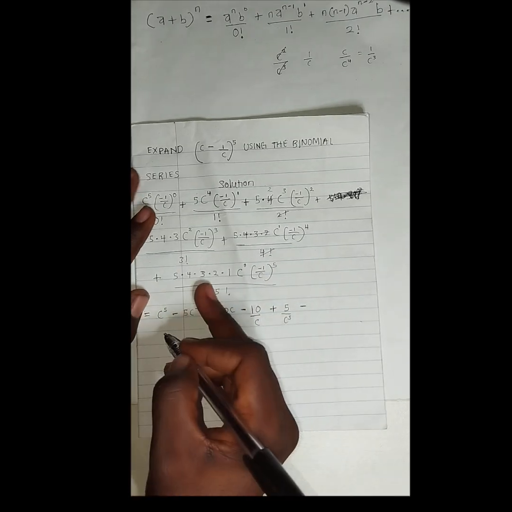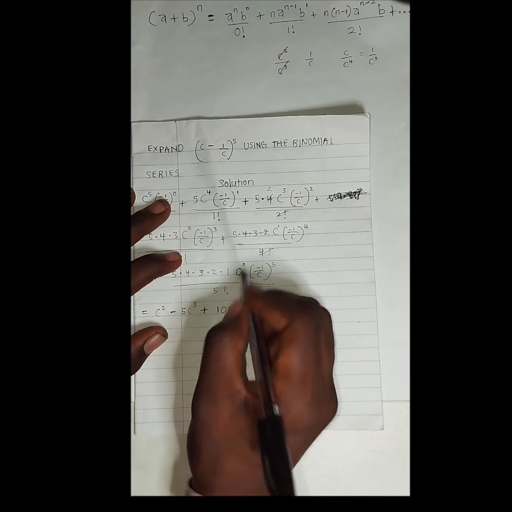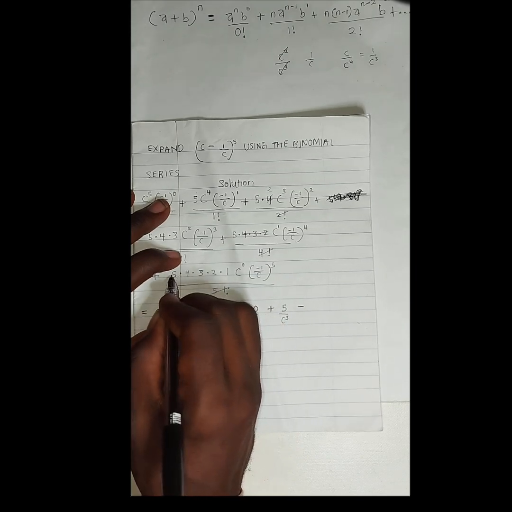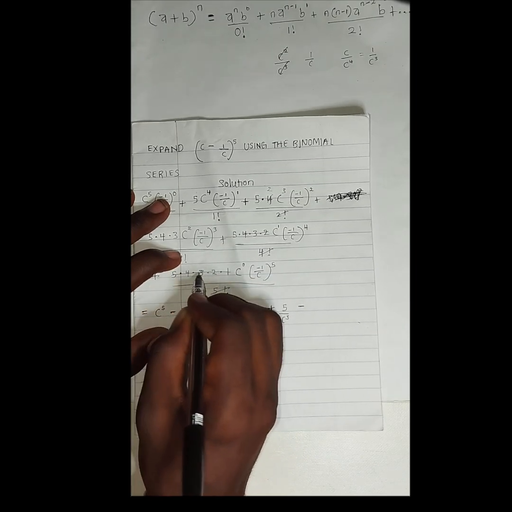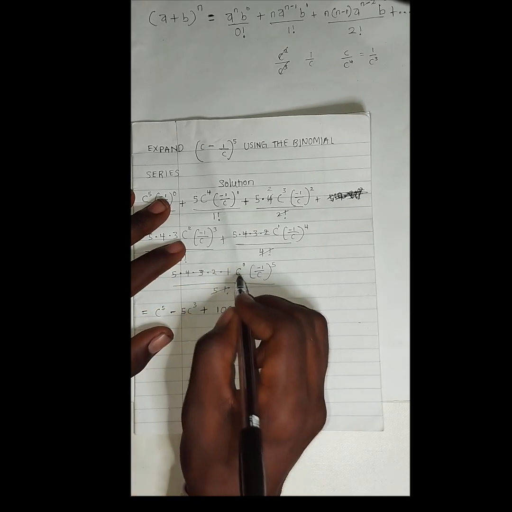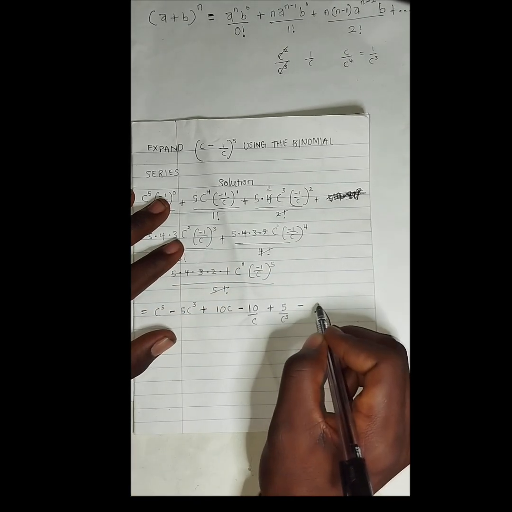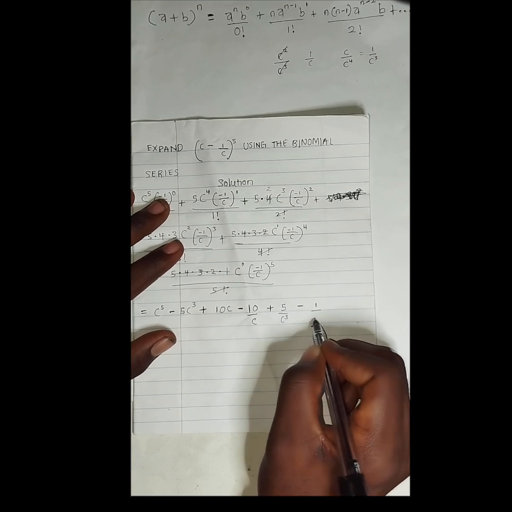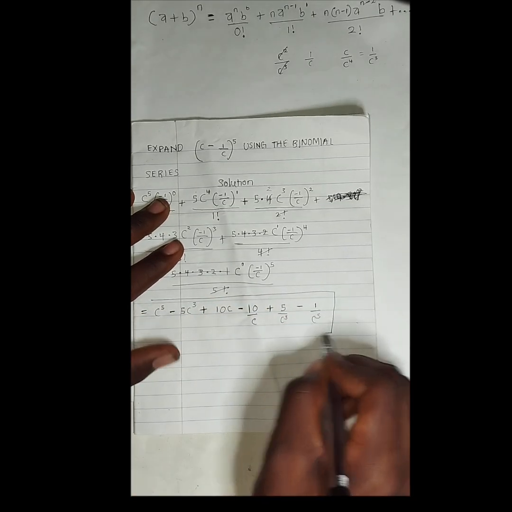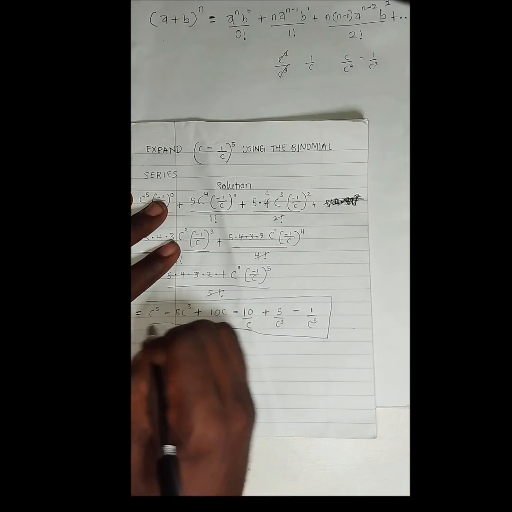Okay, so we'll come to the last one. C raised to the power of 0 is 1 already. And 5 factorial, this is 5 factorial also, because 5 times 4 times 3 times 2 times 1 is also 5 factorial. So they can cancel each other. This one is 1. So we are left with what? We are left with just 1 over c raised to the power of 5. This is our final answer.